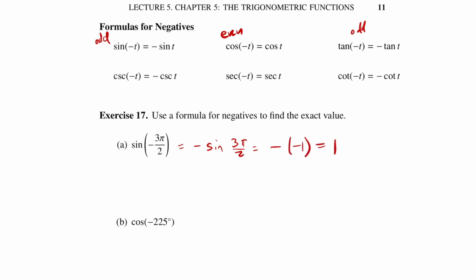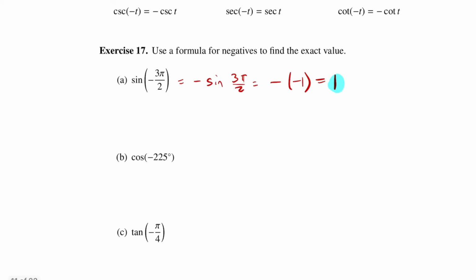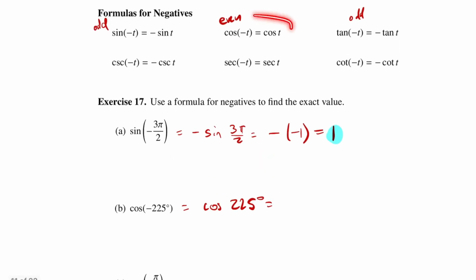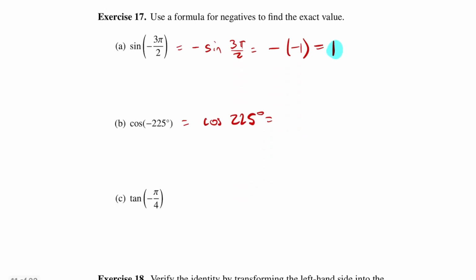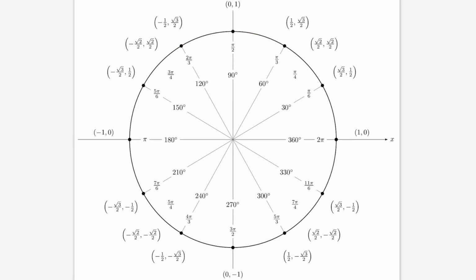All right, this one is going to be an even function, so it's equal to cosine of positive 225, as you can see up here. All right, so locate 225 on your unit circle, and it is right here. That's not marked, but you can fill it in if you'd like. It's right in the middle of these two angles, and cosine is the x-coordinate, negative radical 2 over 2.